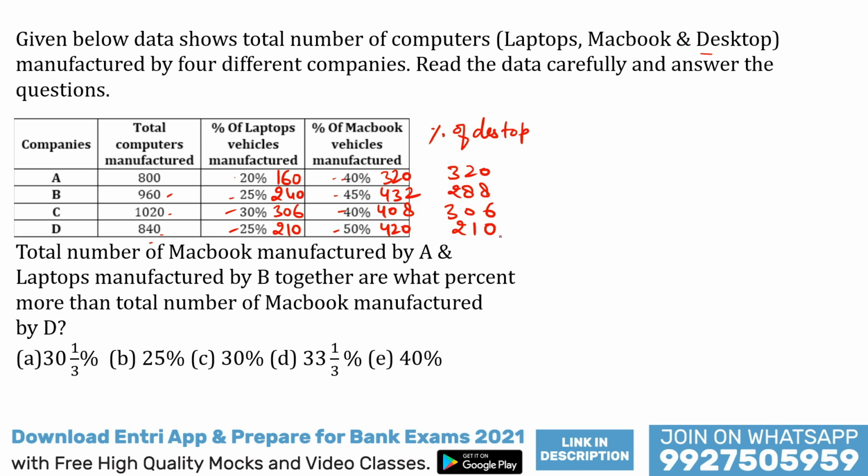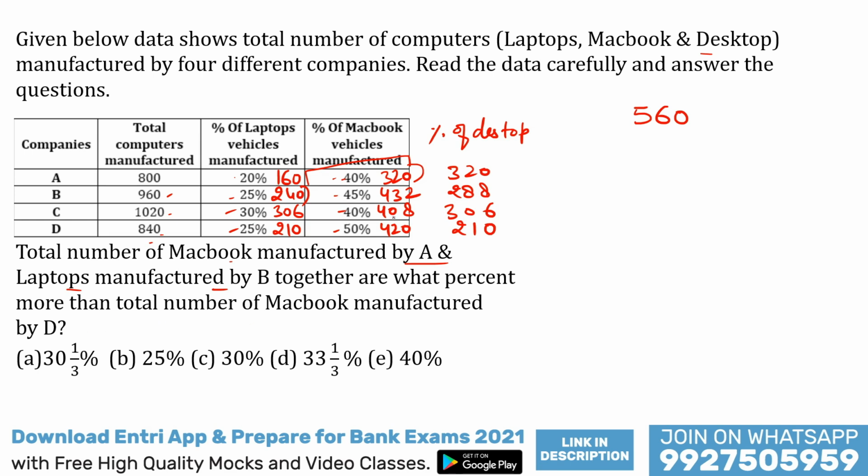Now I can solve the question very quickly based on this. Total number of MacBooks manufactured by A and laptops manufactured by B together. So how many MacBooks manufactured by A, guys? 320 obviously. Okay, and laptops manufactured by B, guys, 240. So 320 plus 240 is equal to 560. So we have to find this 560 is how much percent of MacBooks manufactured by D.